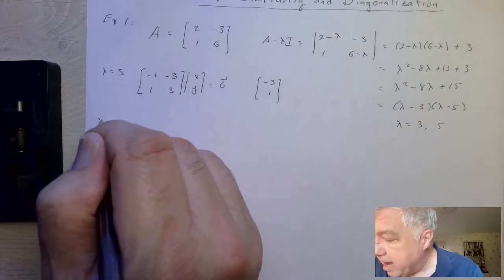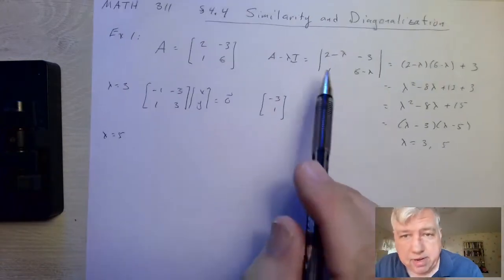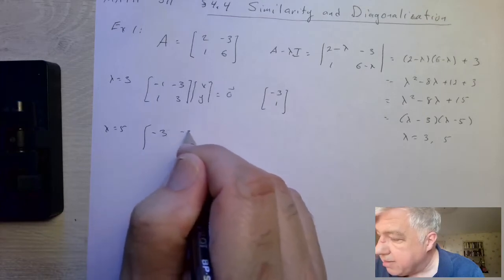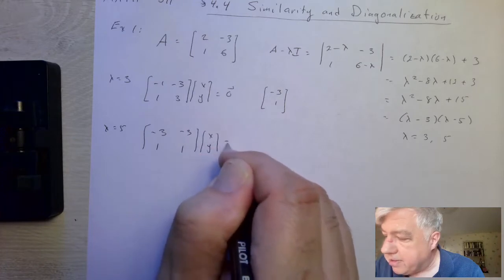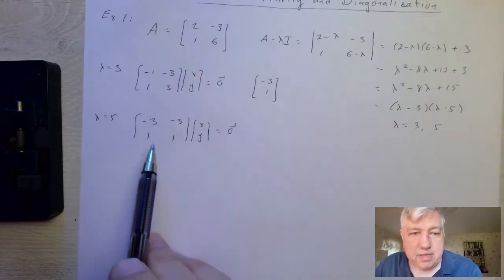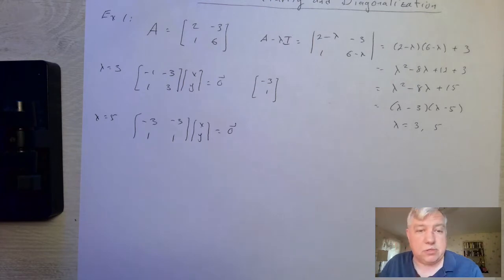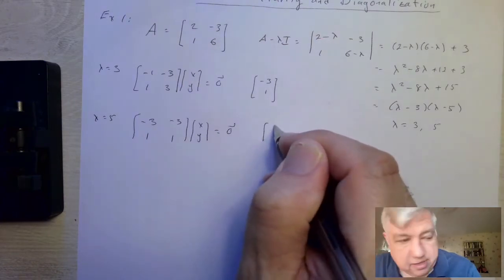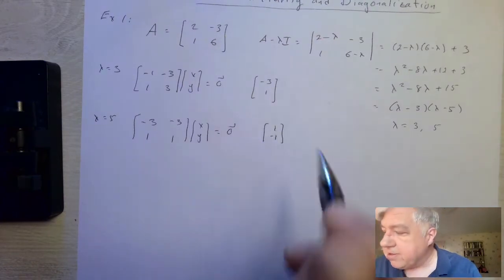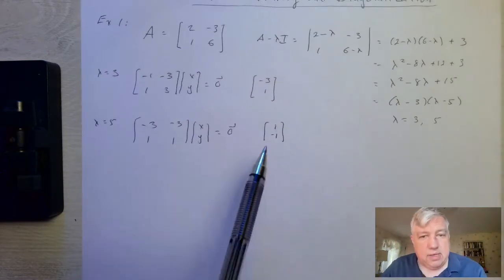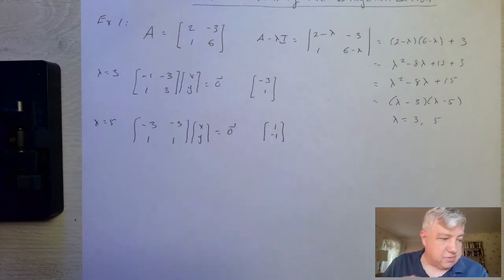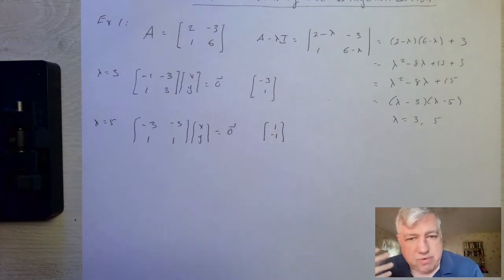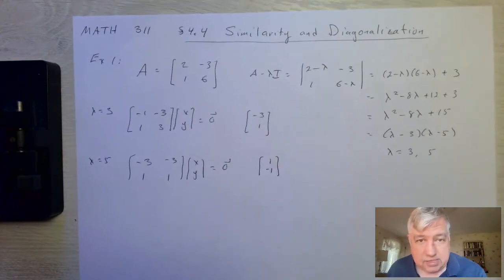If we look at lambda equals 5 and plug it in here, we get 2 minus 5, that's -3, -3, 1, and 6 minus 5 is 1. And again, we want to find the null space of this matrix, and we see that x plus y has to be equal to 0. So x and y have to be opposites, right? So we can see 1, -1 is going to be an eigenvector for this, and any eigenvector for 5 will be a scalar multiple of this. So these are our two eigenvectors. So far, nothing is different from the last section.